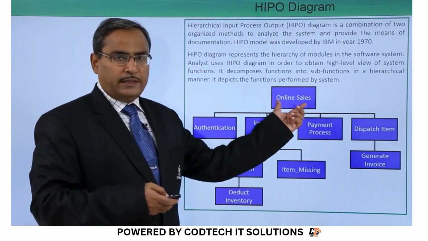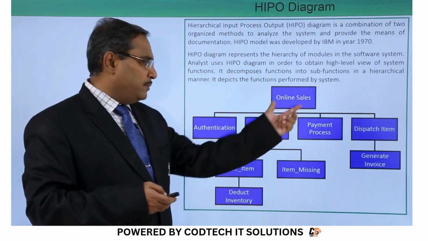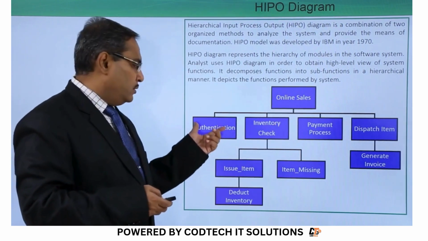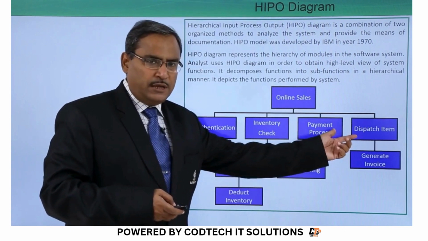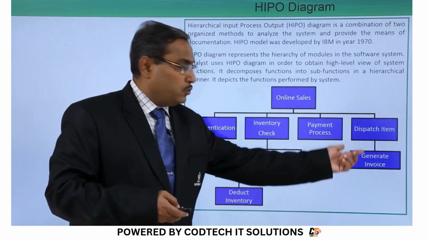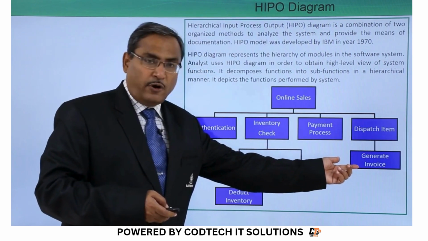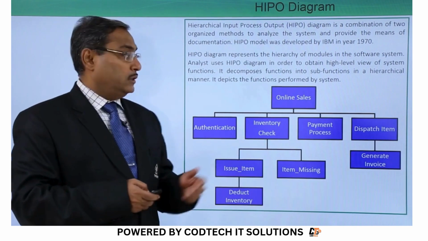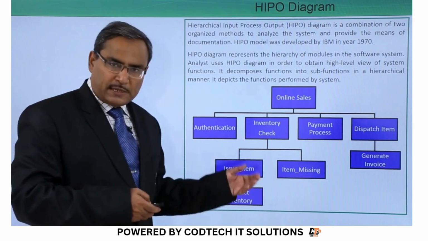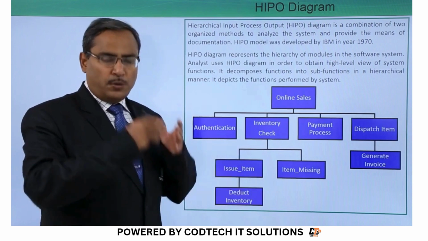So here you see we are having this online sales. So this is a module, and this module is having authentication, inventory check, payment process, and dispatch items. And this particular dispatch items module is also having generate invoice, and these are the respective processes or the tasks or the procedures to be performed, represented in this hierarchy of module structure.